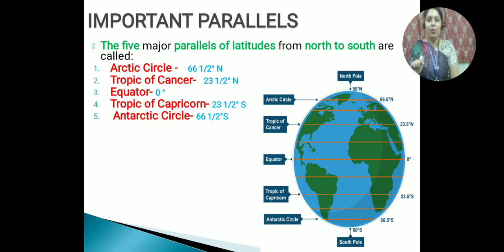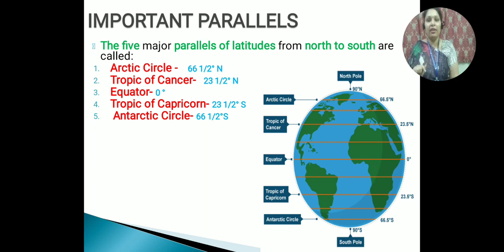Now, below the equator, if you move towards the Southern Hemisphere, there is the Tropic of Capricorn. Because it is in the Southern Hemisphere, the degree will be in the south, so it will be S. The Tropic of Capricorn's degree is 23 and a half degrees south, because it is in the Southern Hemisphere.